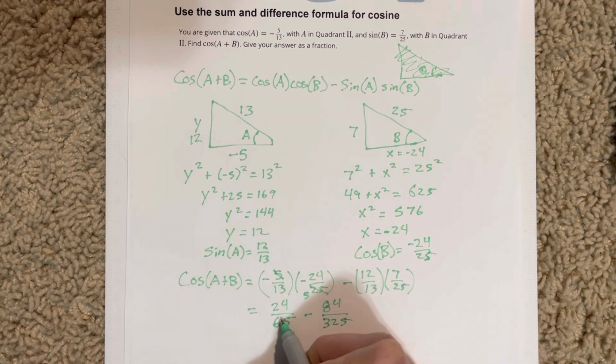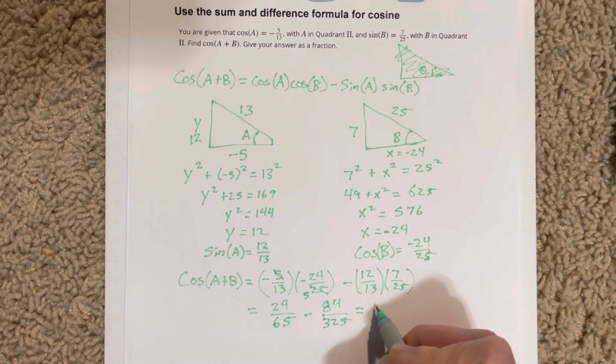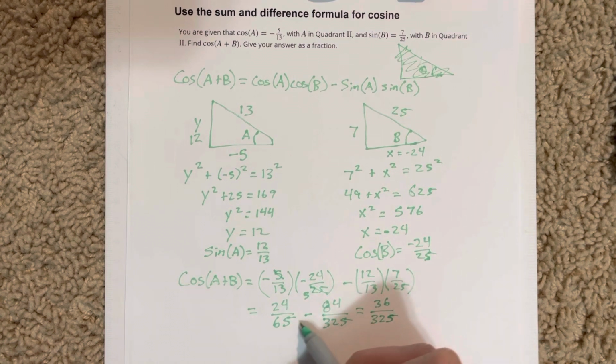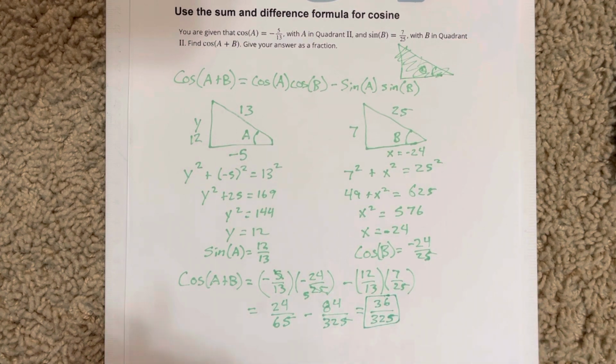Now let's plug this into the calculator, and we end up with 36 over 325. You could also find a common denominator and subtract these, but I figured the calculator would be easiest. And that's what cosine of A plus B is equal to.